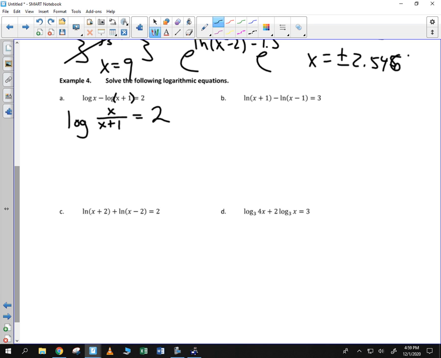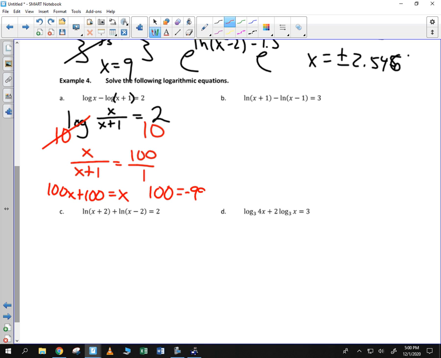I want to get rid of the logarithm, so I'll create a base of 10. Those are gone. x over x plus 1 is equal to 100. I solve that by cross multiplying. 100x plus 100 is equal to x, or 100 is equal to negative 99x. Divide by negative 99, x is negative 100 over 99.